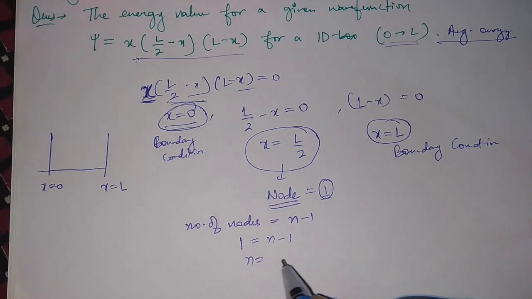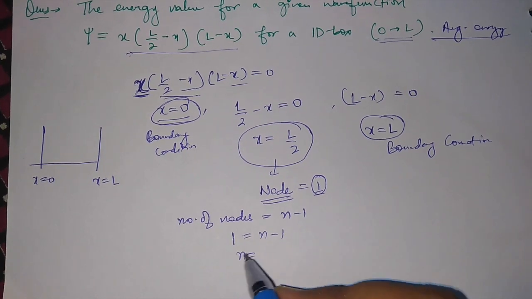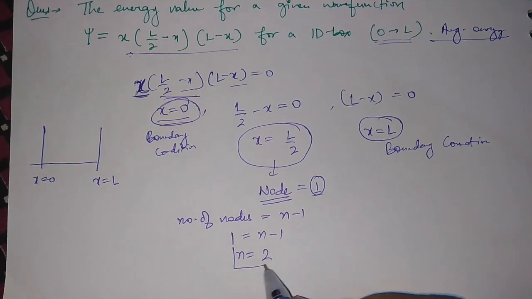So what will be the value of n over here? n is the principal quantum number, right? So the 1 will go to the other side: 1 plus 1 will give you 2. So n equals 2.